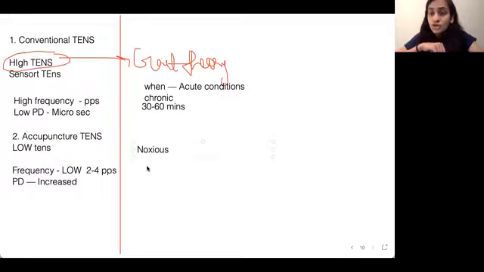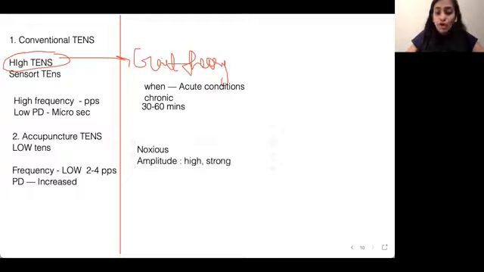So if it's more like a noxious or an acupuncture stimulus, what do you think is the amplitude? Amplitude is going to be high, strong, and produces a motor contraction. Do you agree it produces a motor contraction now? It's going to be high, it's going to be strong, and it's now going to produce a motor contraction. Perfect. Okay. So it's going to be high, strong, it's going to produce a motor contraction.